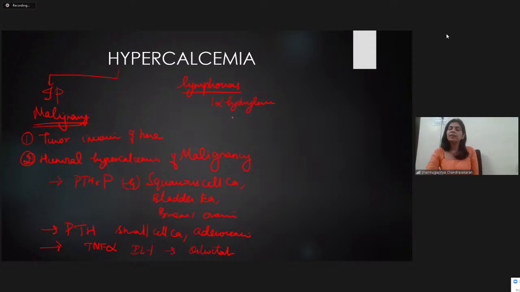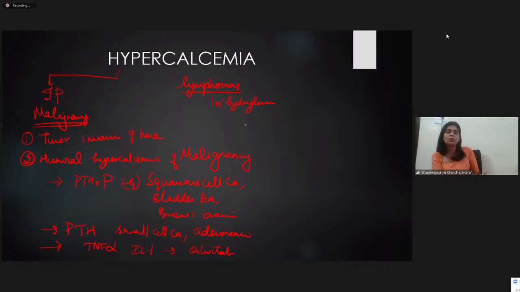And this 1-alpha hydroxylase increases 125 dihydroxycholecalciferol, increasing calcium. So though we say the most common cause of symptomatic hypercalcemia is malignancy, under malignancy presenting as hypercalcemia, we have many causes. One, it can be because of tumor invasion of bone, or it can be because of humoral hypercalcemia of malignancy. There are many humoral factors which can cause hypercalcemia.